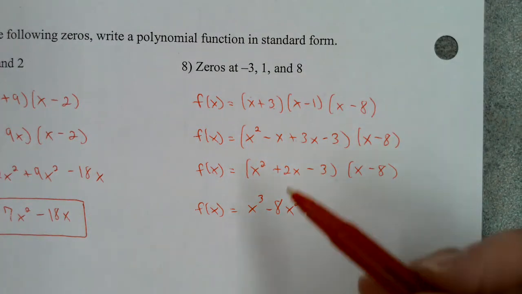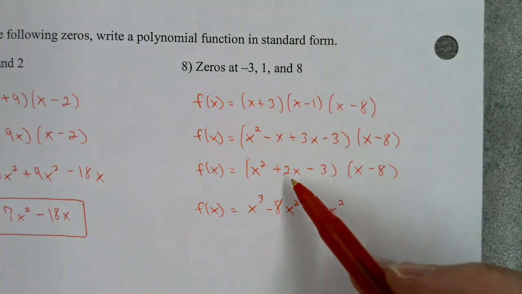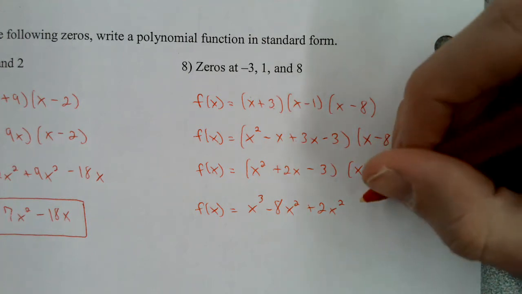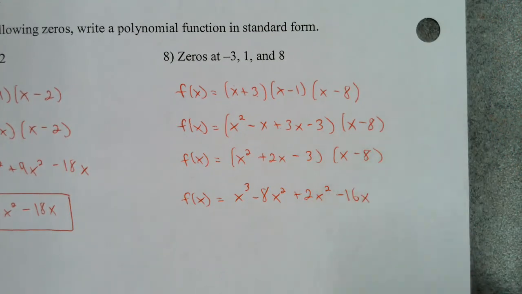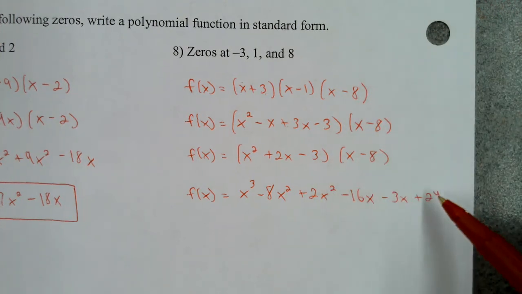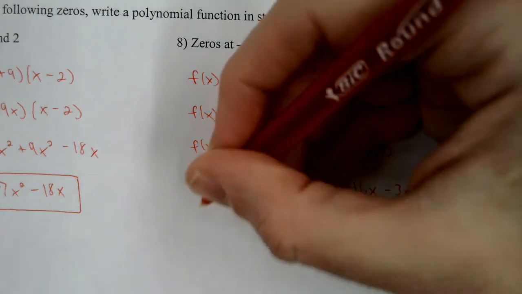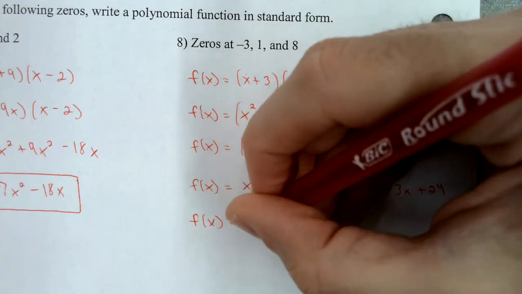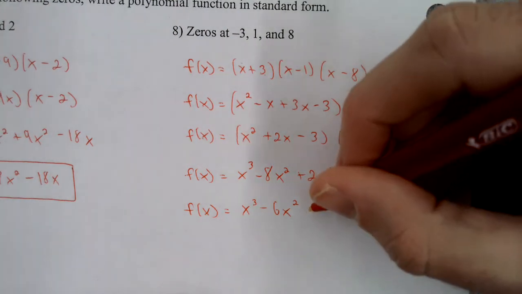Now let's distribute the 2x. 2x times x will be plus 2x squared. 2x times negative 8 will be minus 16x. And now let's distribute the negative 3. So negative 3 times x, negative 3x. And you have negative 3 times negative 8 is positive 24. Now just combine like terms and make sure it goes in descending order by the degree, biggest to smallest. So x cubed minus 6x squared, then minus 19x and then plus 24.